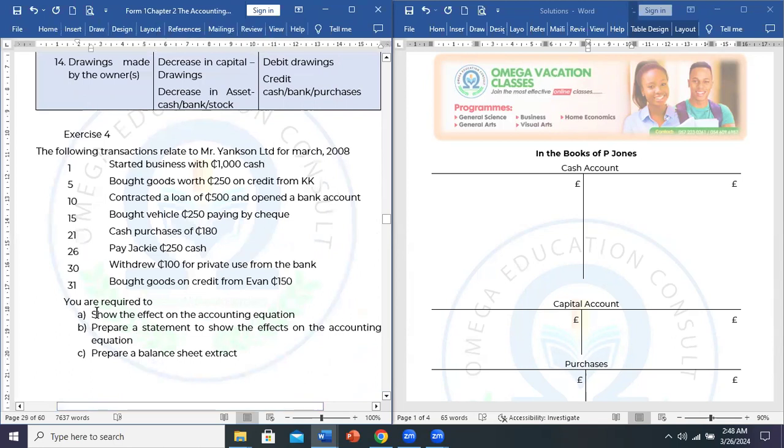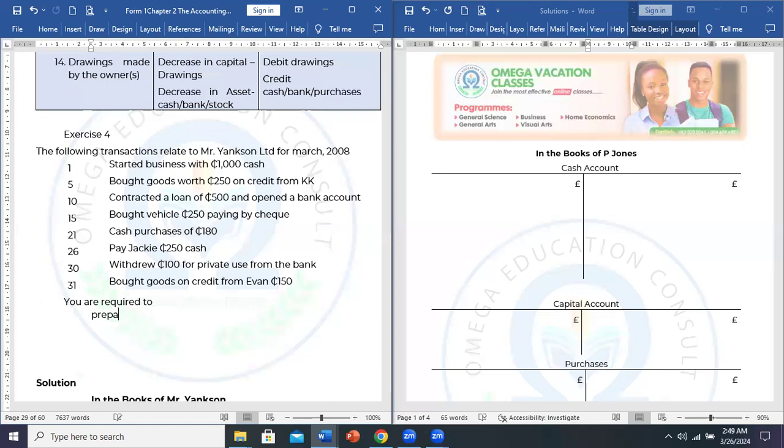Please ignore the requirement, show the effect, prepare the statement, prepare the balance sheet. And let's only focus on prepare the ledger account. So let me erase this. You are required to prepare the ledger account. So anytime you see this, prepare the ledger account, it means they want you to prepare the T account. Okay.